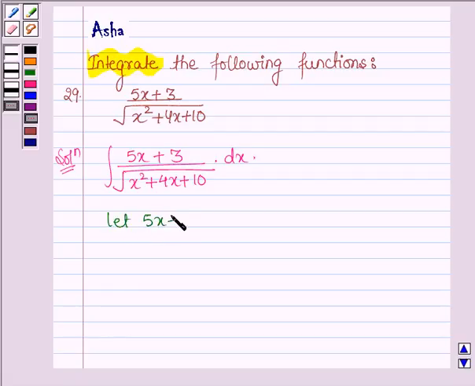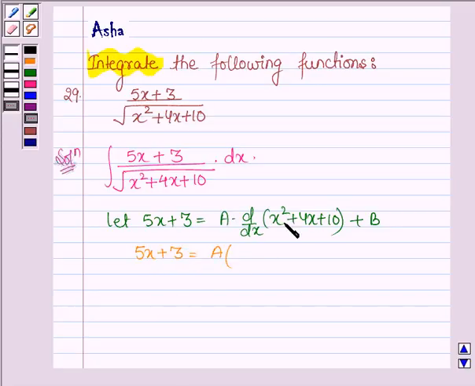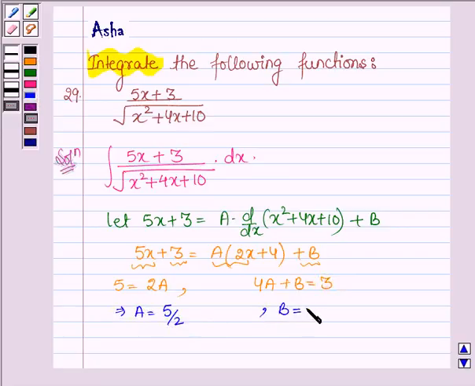Let us take 5x + 3 equal to a into the derivative of the polynomial x² + 4x + 10, plus b. Therefore 5x + 3 is equal to a into the derivative of x² + 4x + 10, which is 2x + 4, plus b. So this implies, on equating the coefficients of the variable x and the constants, we have 5 is equal to 2a and 4a + b is equal to 3. So from here it implies that a is equal to 5 upon 2, and on simplifying we get b is equal to minus 7.